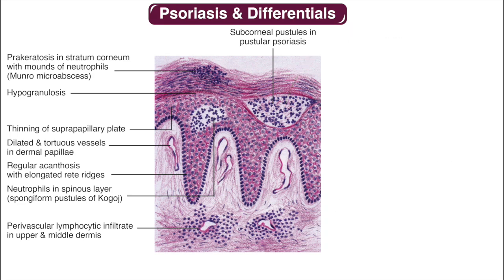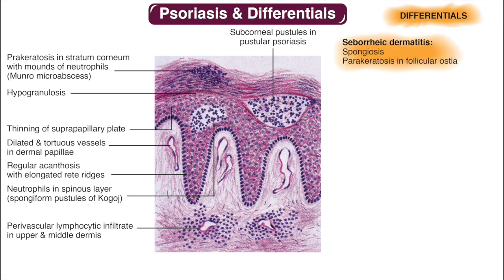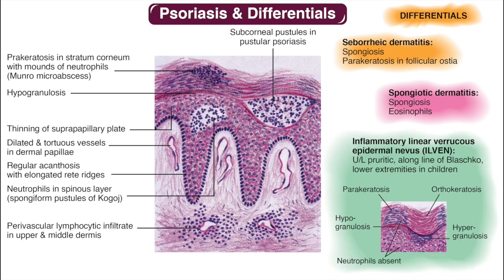Now let's see the basic distinguishing features of these entities. Seborrheic dermatitis has spongiosis and mounds of parakeratosis and follicular ostia. Spongiotic dermatitis has marked spongiosis and eosinophils in the infiltrate. Inflammatory linear verrucous epidermal nevus or ILVEN often presents as a unilateral intensely pruritic plaque along the lines of Blaschko involving lower extremities during early childhood.